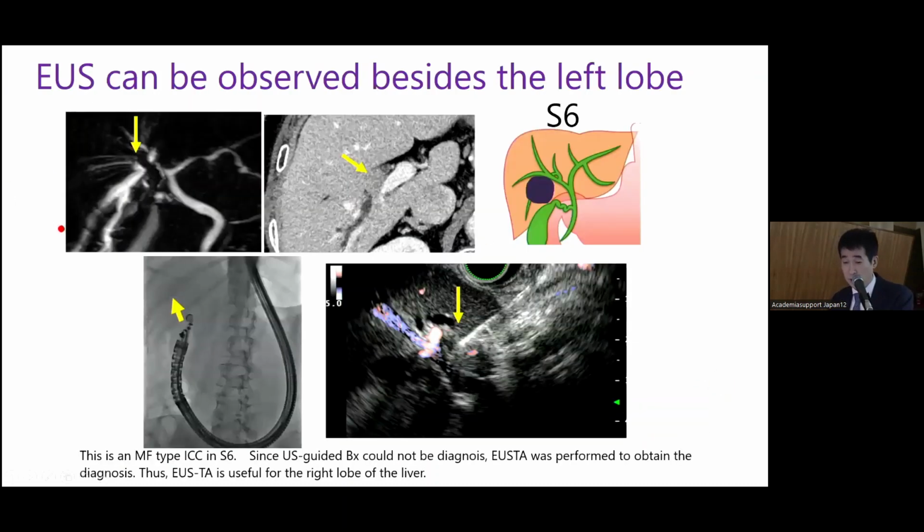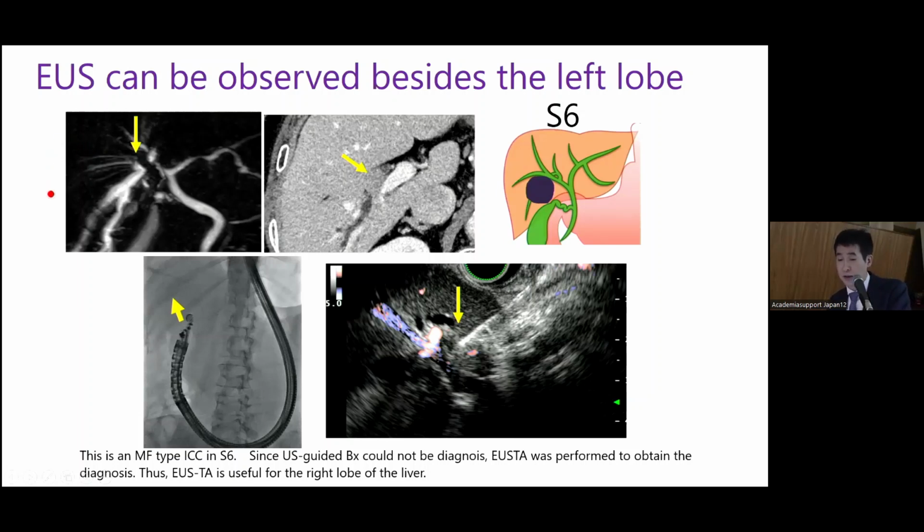So this is another case. This MF is located in the root of segment 6. At first, a percutaneous ultrasound-guided biopsy was performed. It could not make a diagnosis.